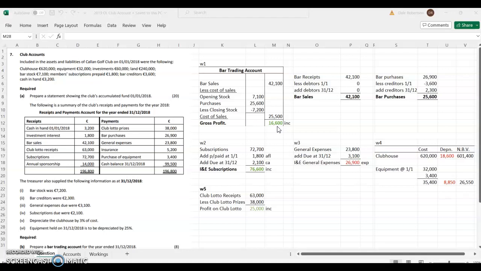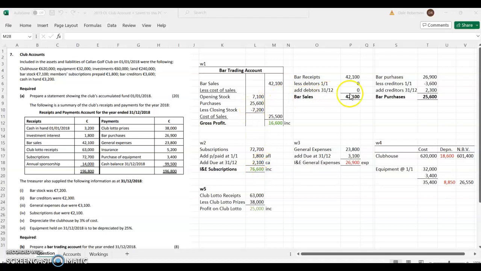The second working we always do in club accounts is subscriptions. And here we look at our subscriptions or our membership fees, but we have to apply the rule that at the start of the year we subtract any amount prepaid, which is 1,800. That's an AFL, an accumulated fund liability. And at the end of the year you add any amount due. So your actual subscriptions are 76,600.